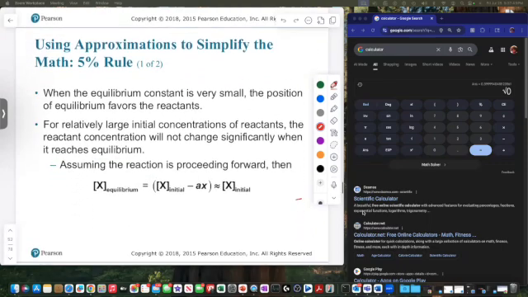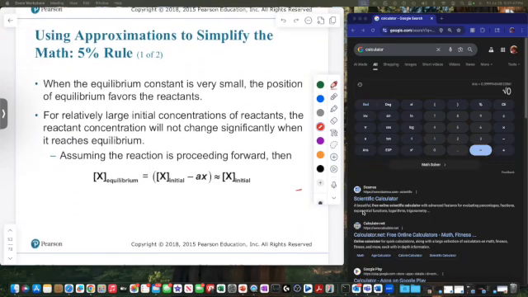Okay, so picking up where we left off, this is going to be chapter 15, part 3. We're starting with the 5% rule. So the 5% rule works this way.